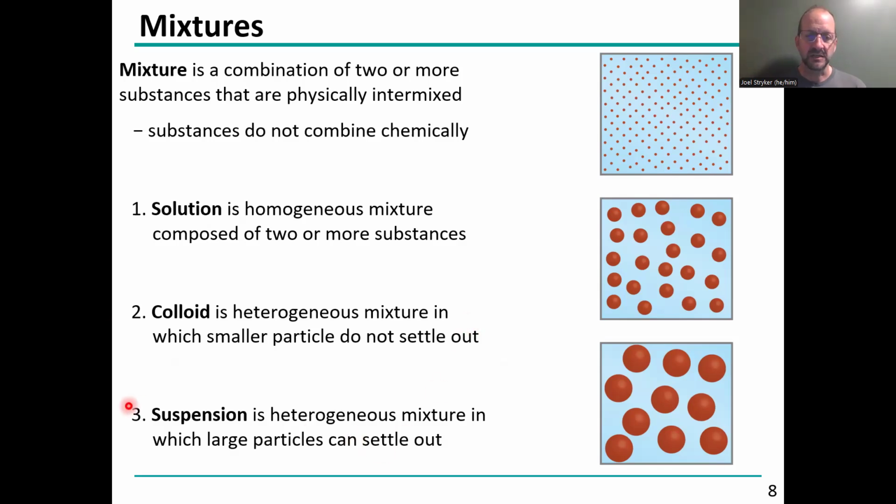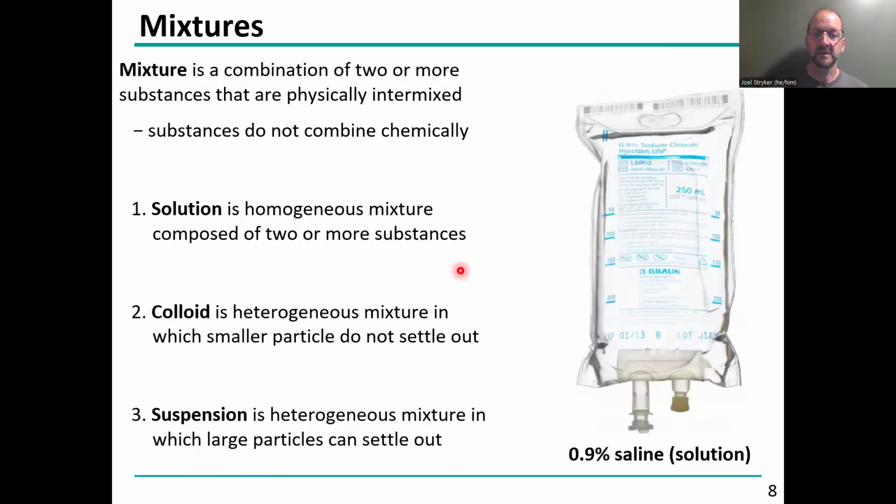A suspension is similar to a colloid in that it's a heterogeneous mixture in which there are larger particles in there, but those particles can settle out, and so that's referred to as a suspension. So if you let that sit for some time, or if you put it into a centrifuge or something like that, the particles will fall out of the suspension.